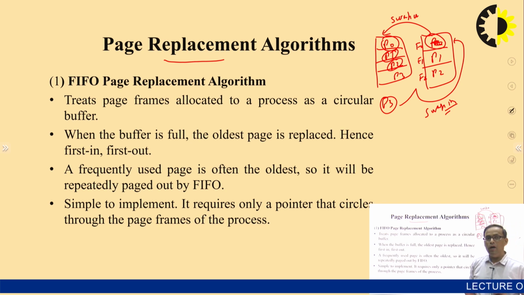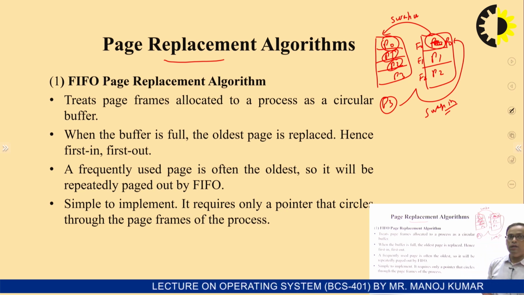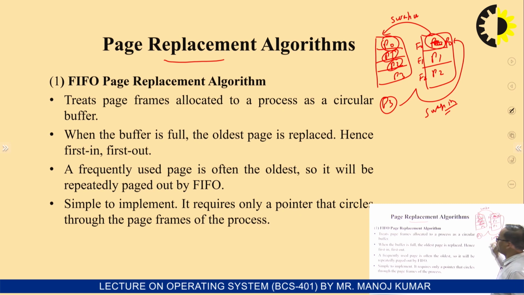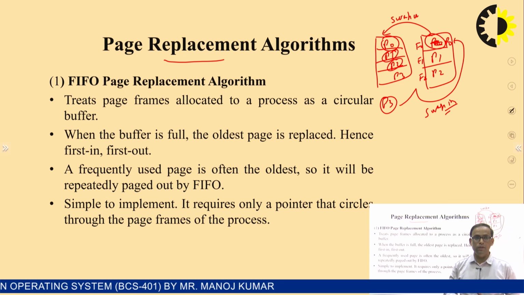But how can this decision be carried out? It means we have here 3 pages, P0, P1, P2. Which page will be selected for swap out, or for replacement, so that page P3 can be inserted into the frame? This decision is carried out with the help of the page replacement algorithm.